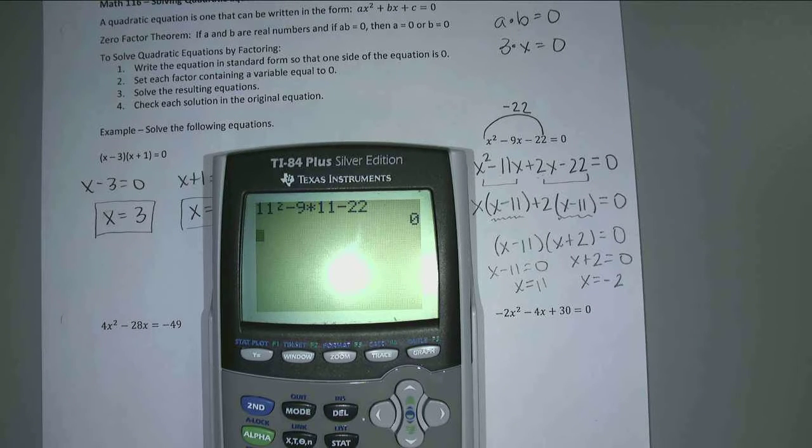The only thing I want to warn you of is when you plug in negatives, make sure you put parentheses around it. So like, if I'm going to plug in my negative 2, I'm going to put parentheses around it like that, so it knows to square all of it, right? Minus 9 times negative 2 minus 22. When I hit enter, I have 0.